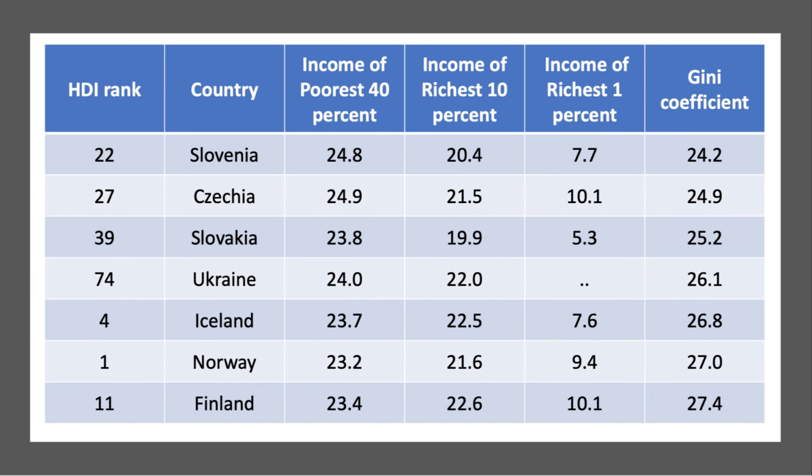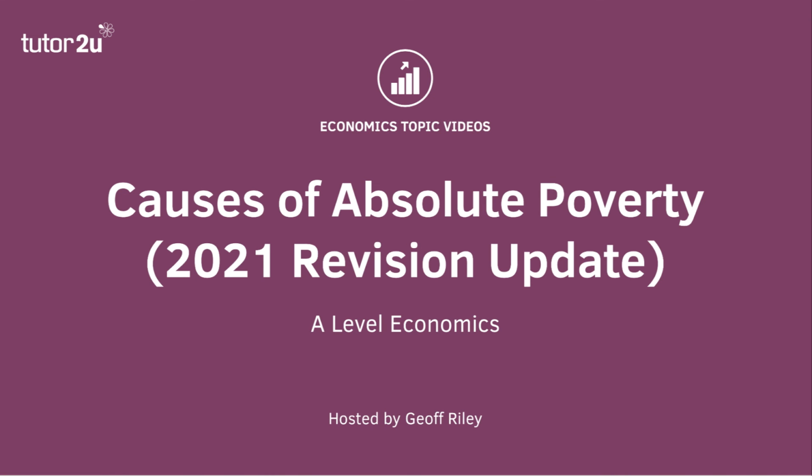Again, keep in mind the Palma ratios here, where you divide income of the top 10% by income of the poorest 40%. In some of these countries, the Palma ratio is less than 1. What we'll do in the next video is spend a little bit of time thinking about why extreme poverty exists and persists. What are the key causes of absolute poverty?